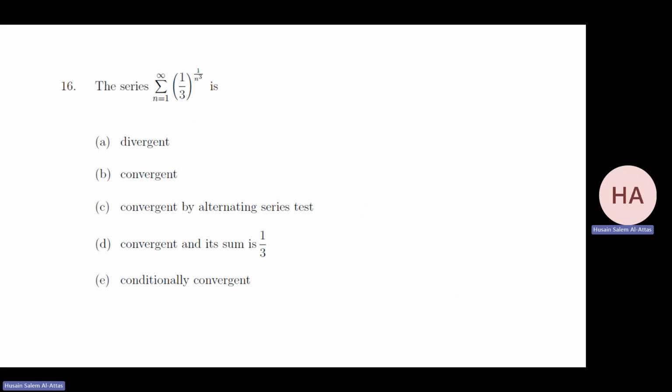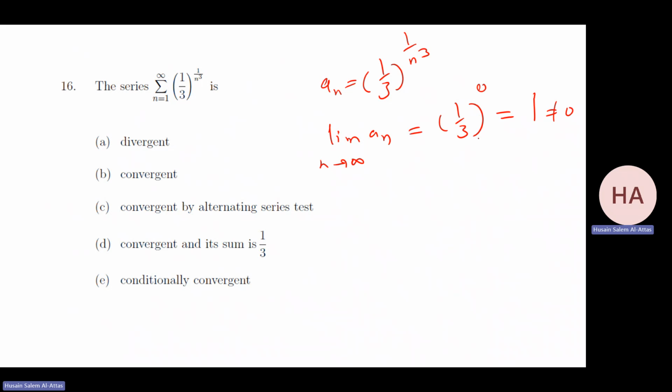1 over 3 to the power 1 over n cubed. This is geometric? No, it's not geometric. If you take a_n as 1 over 3 to the power 1 over n cubed, what is the limit of a_n as n goes to infinity? It will be 1 over 3 to the 1 over infinity, which is 3 to the 0. And the answer is 1, not equal to 0. So the series converges. Diverges, sorry. This is the test for divergence.